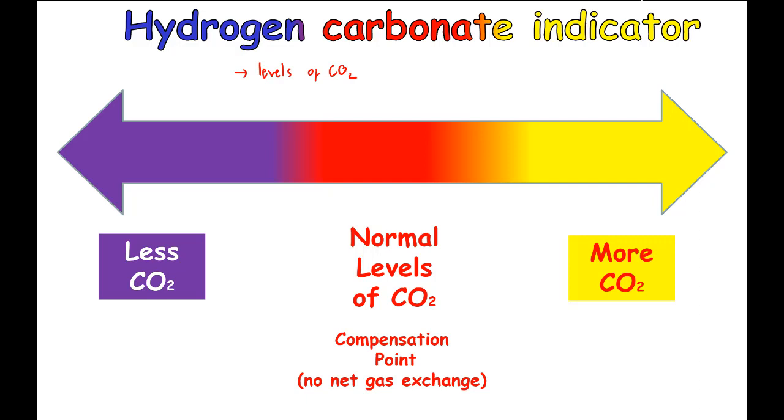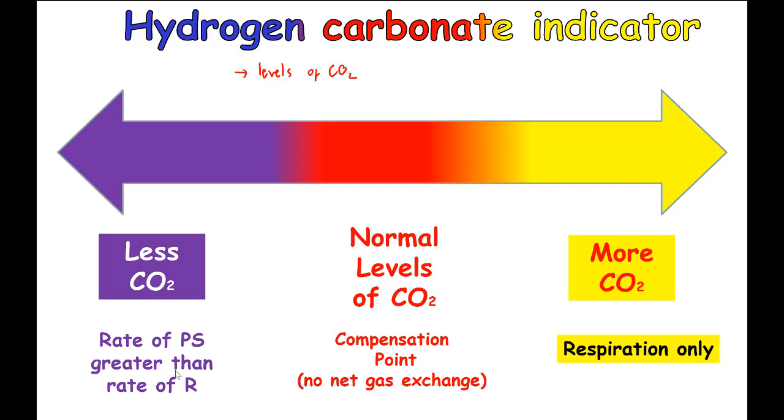So when there's normal levels of carbon dioxide, that would indicate that it's at the compensation point, so there's no net gas exchange. If it changed to purple, it would show that the rate of photosynthesis was greater than the rate of respiration, because carbon dioxide would be getting used up. If it went yellow, there would be more CO2 than normal, and that would usually happen when there is only respiration happening.